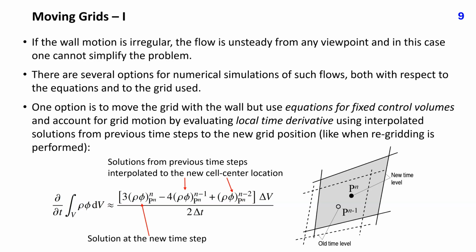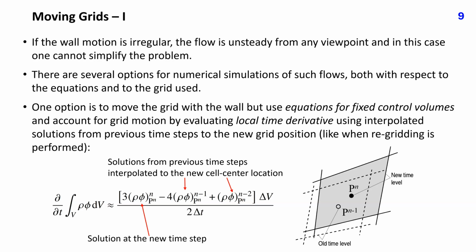If the wall motion is irregular, the flow is unsteady from any viewpoint, and in this case one cannot simplify the problem. The grid needs to follow the wall motion and adapt to its new position and possibly change shape in each time step. There are several options for numerical simulations of such flows, both with respect to the equations and to the grid used.